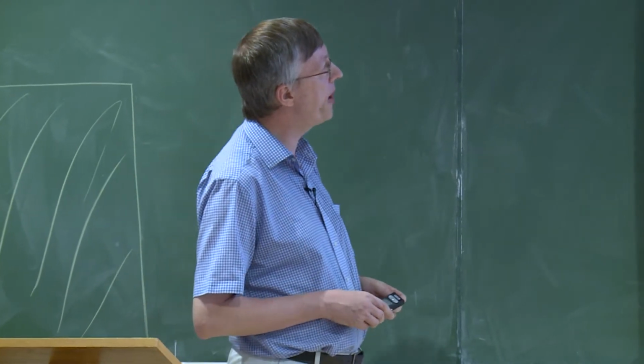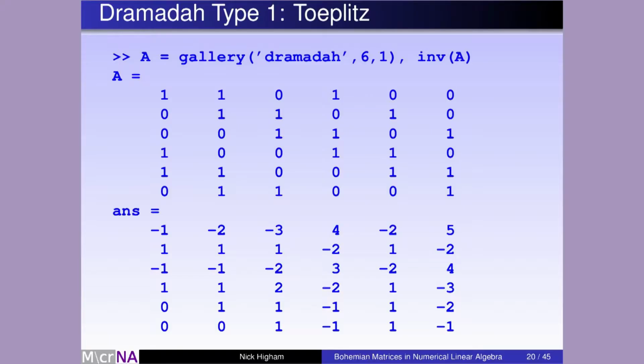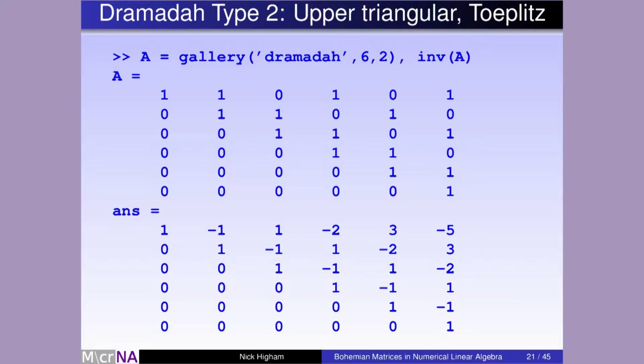So the type 1 matrix is Toeplitz. And this is meant to have a large inverse. So here's the matrix, here's the inverse. And you can see there's a 5 in the top right-hand corner. So that's, I think, about the best you can do in terms of getting large entries for that size of matrix of that type. The type 2 is upper triangular. And again, 5 turns out to be the maximum element.